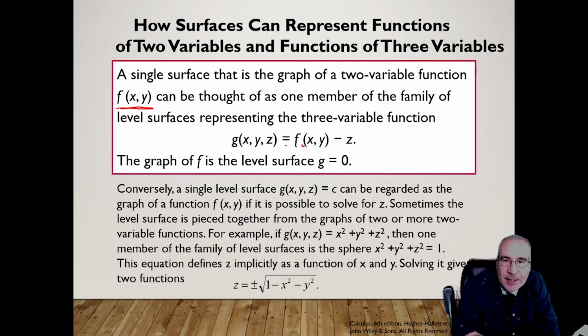And then we can also talk about things as being in sort of 2 variables, 3 if the case is we have a series of level surfaces, then we get a 3 variable function, the 2 variable function subtracting z. And then the graph of f itself is when g equals 0.